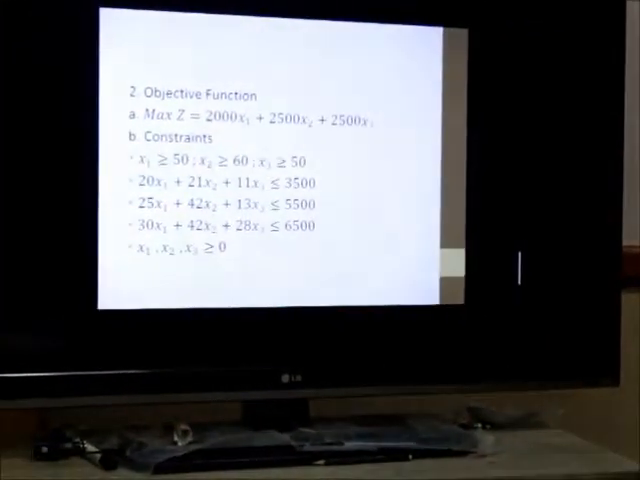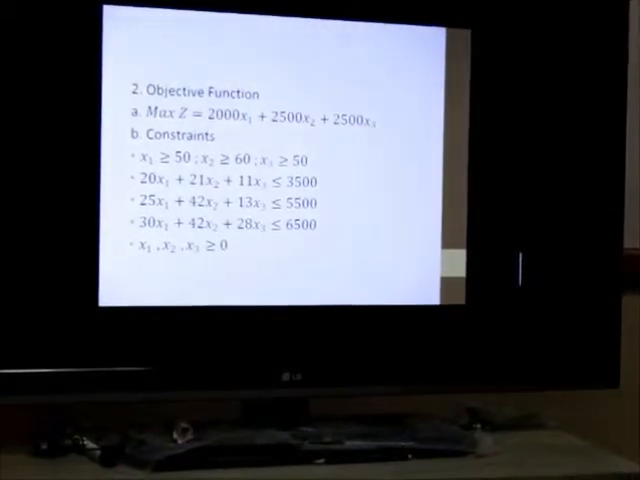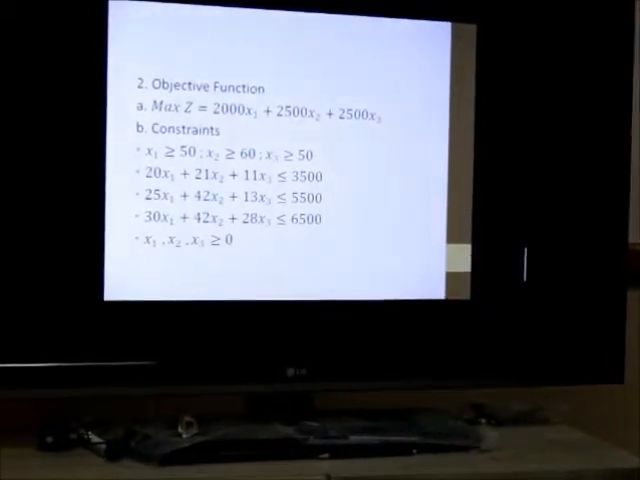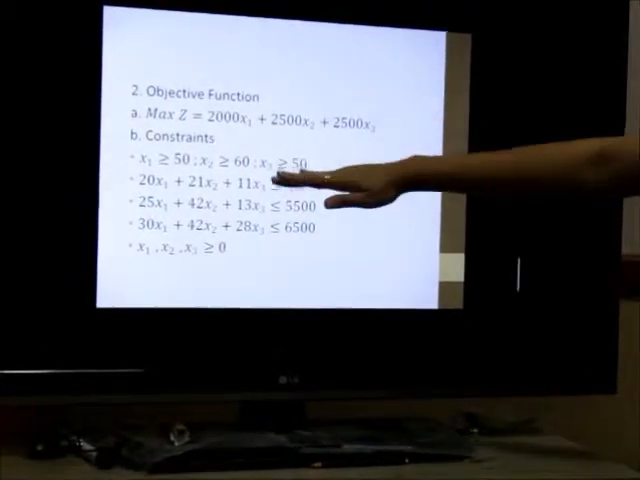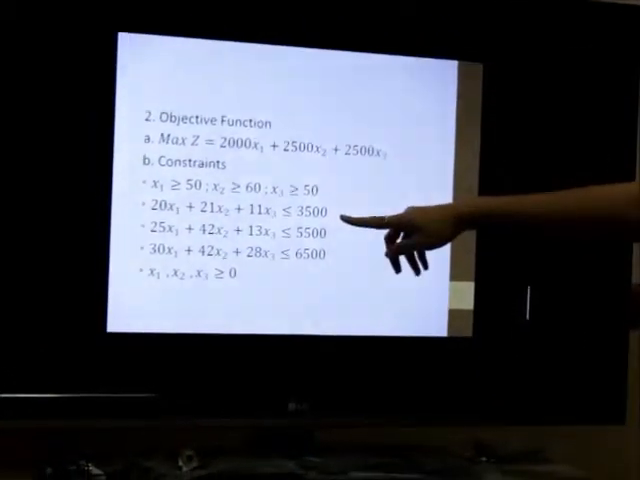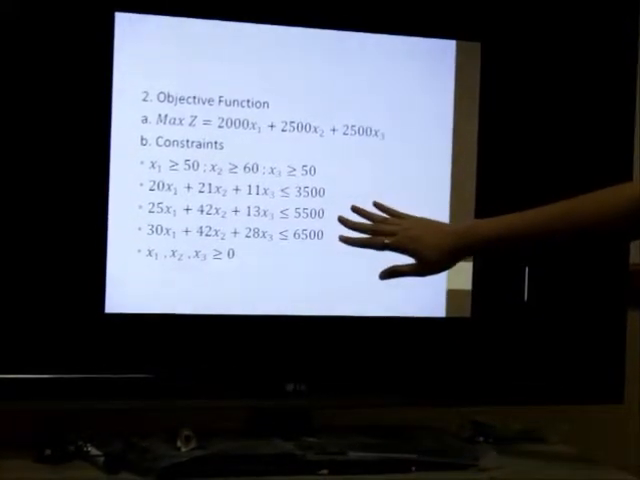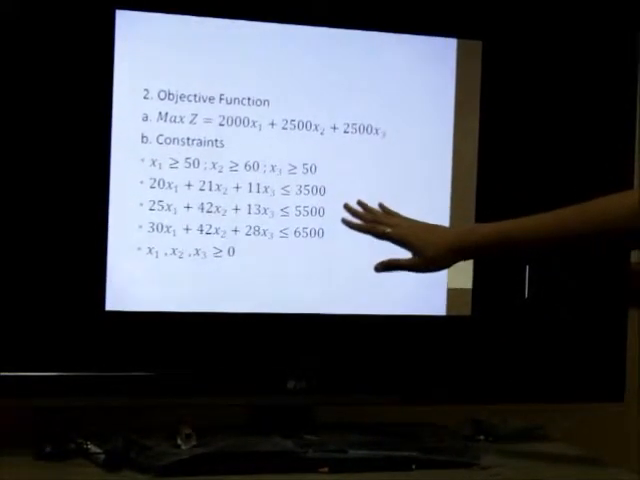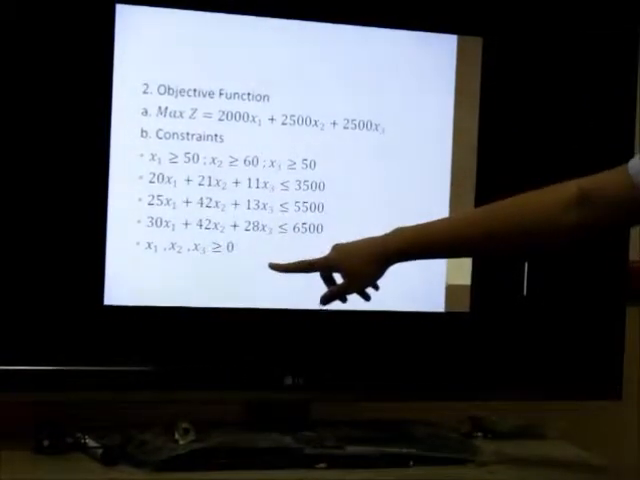Objective function. We want to get the maximum profit, so we use maximum z, which is 2000 x1 plus 2500 x2 and 2500 x3. So this is the constraint. The first one is for the demand, the second one is for powder, the third one is for sagu, and the fourth one is for fish. And this is the non-negative value.